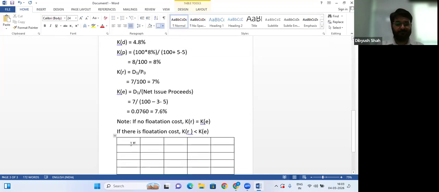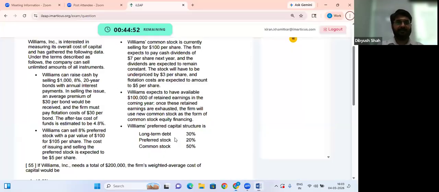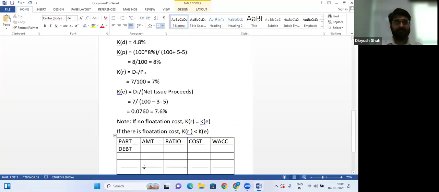Particulars, amount, ratio or proportion, cost, and WACC. So first, debt. Debt they are telling is 30%. What is the total amount? See, total amount they have told. I need a total of 200. So total is already given.